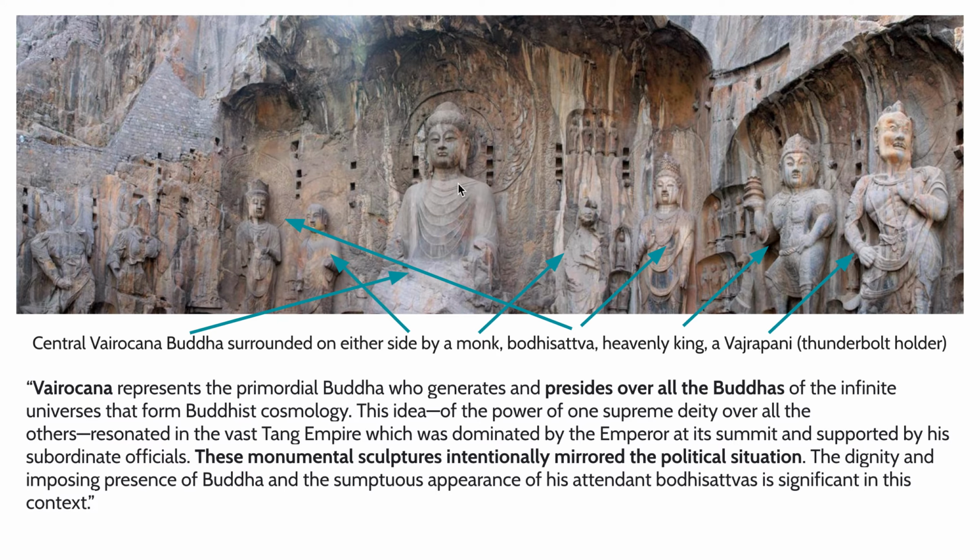So we have a couple of monks here, and then we have bodhisattvas, which again are like helpers that are enlightened souls that have come back down to the mortal plane to help other people achieve enlightenment. And then we have a heavenly king right here and a Vajrapani or thunderbolt holder here. We're going to be seeing a similar figure to the Vajrapani when we get to Japanese art as well.